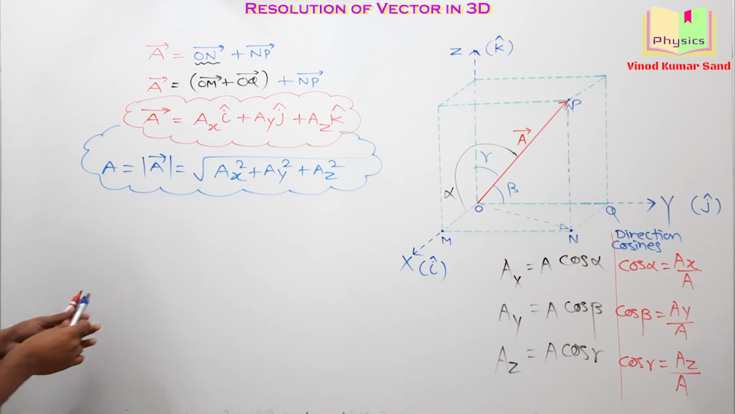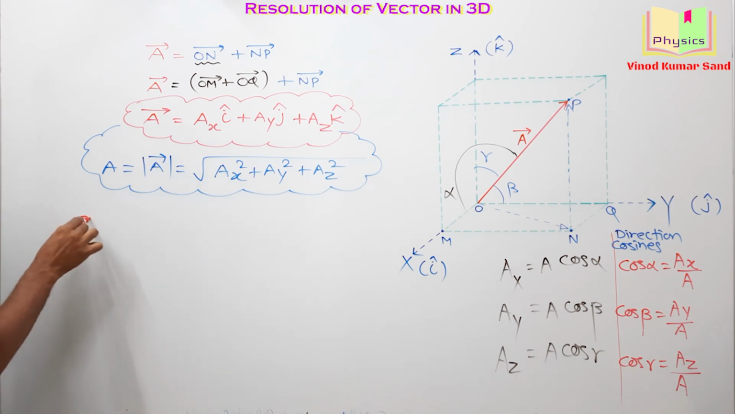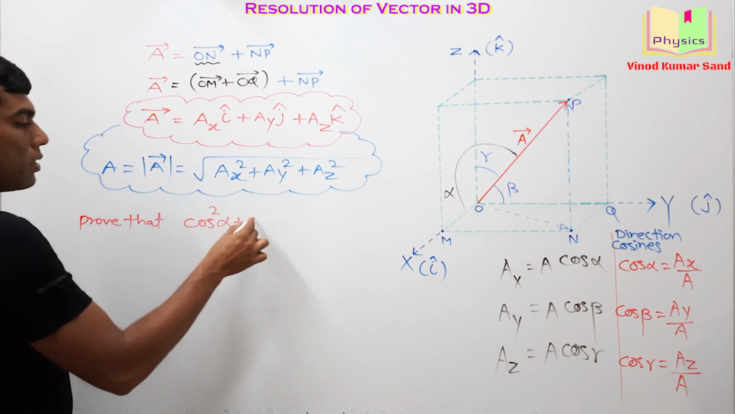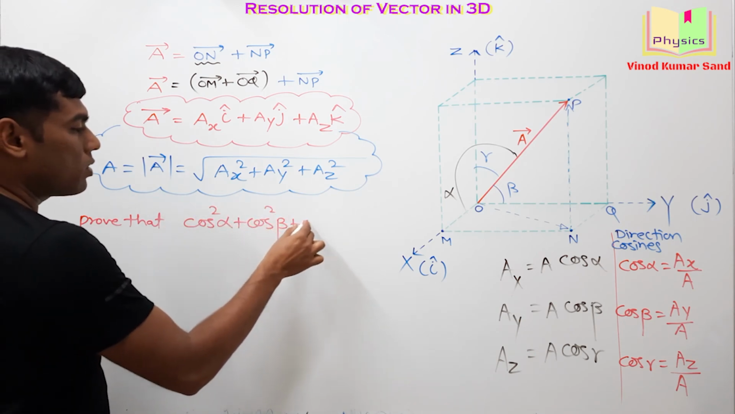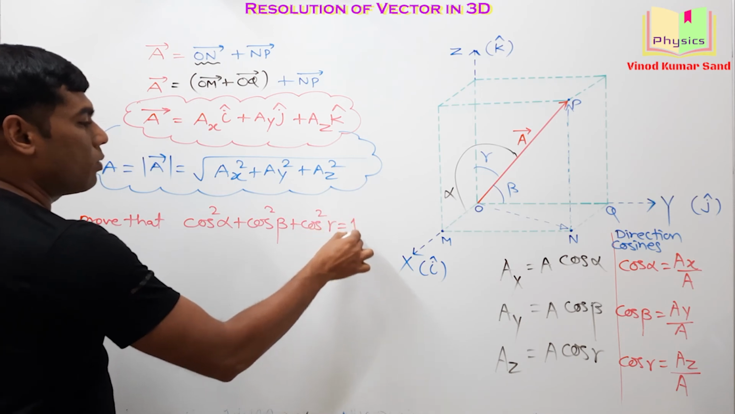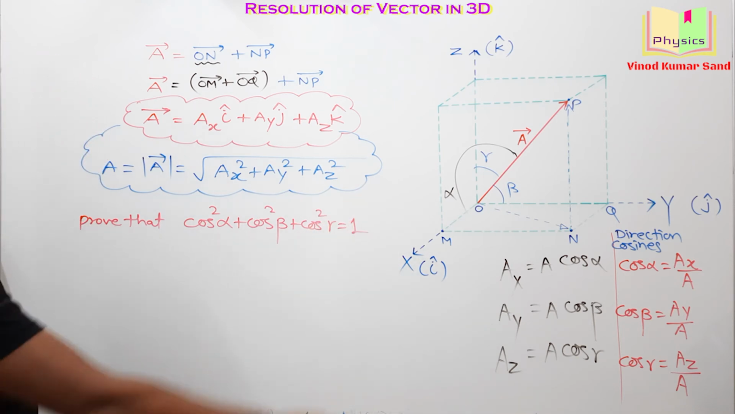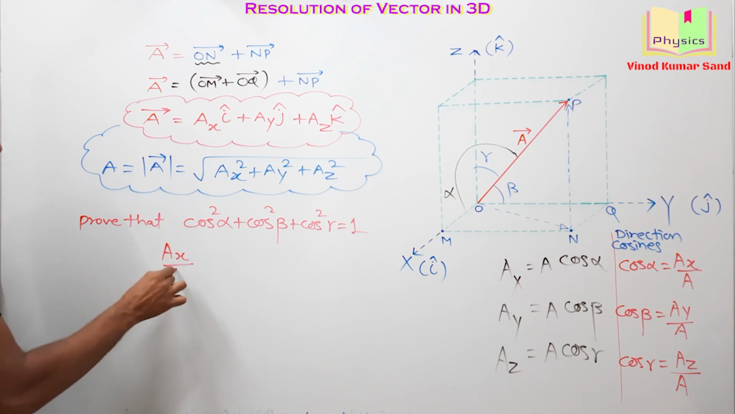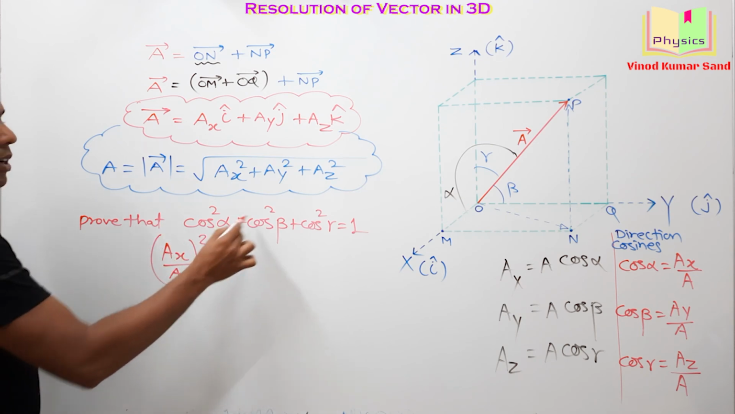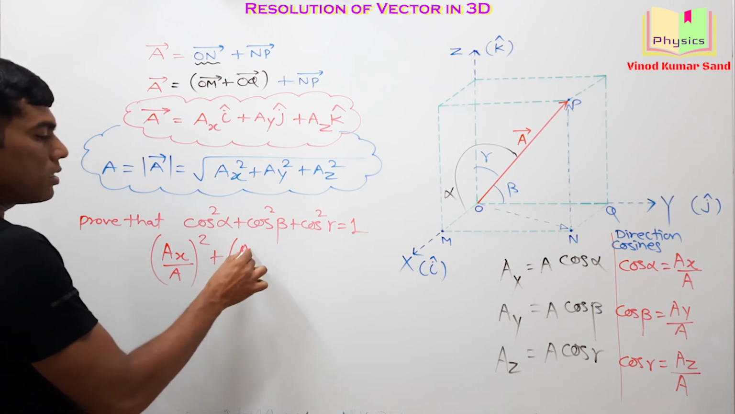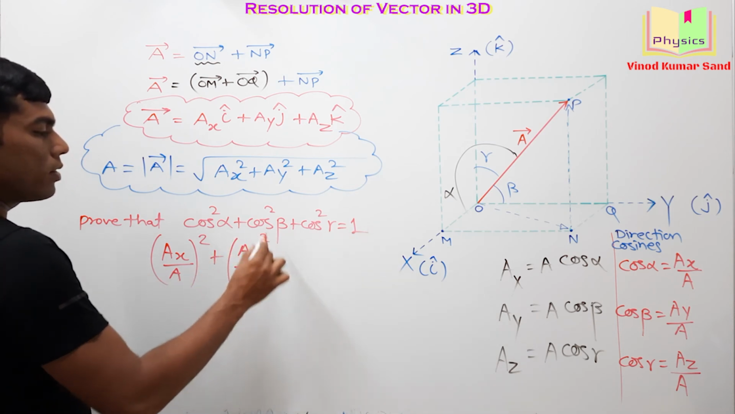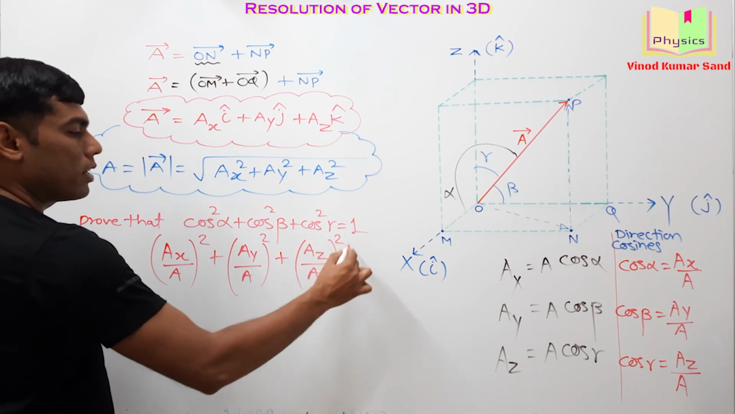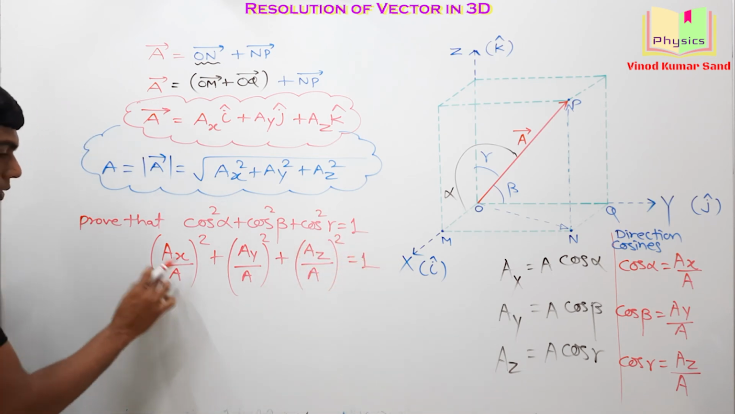Another important derivation: we have to prove that cos square alpha plus cos square beta plus cos square gamma is equal to 1. Just substitute the values. Cos square alpha means (AX by A) whole square. Cos square beta means (AY by A) whole square. And cos square gamma means (AZ by A) whole square, and the sum is equal to 1.